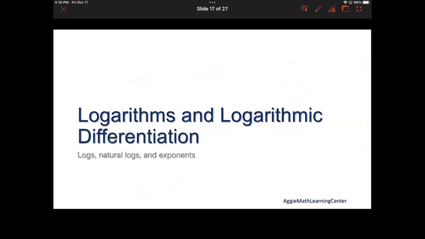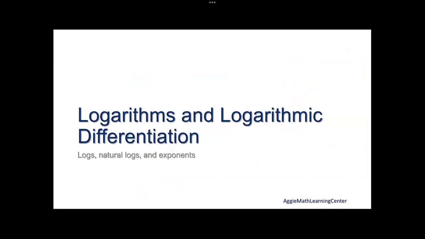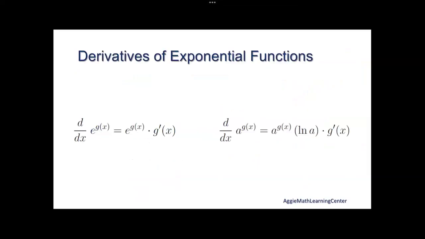Awesome. Okay. Lastly, we have logarithms and logarithmic differentiation. Derivative of exponential functions, just as a reminder, if we have e to some function, we have e to the g of x times our g prime of x. That's our chain rule. But in terms of our exponentials, for any base that's not e, it's going to be a to the top function power multiplied by the logarithm of that base, and then finally times our chain rule factor, which is the g prime of x.